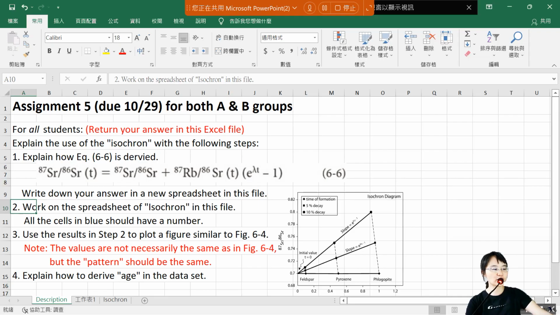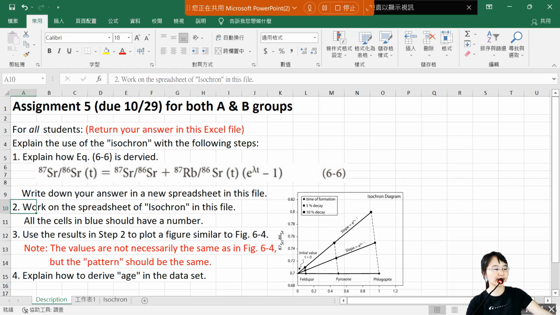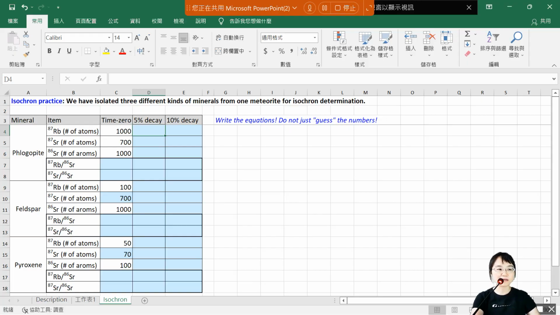Second, work on the spreadsheet of isochrone in this file, here. All the cells in blue should have a number. Isochrone practice. We have isolated 3 different kinds of mineral from 1 meteorite for isochrone determination. That's the case here. That's mineral 1, 2, and 3. And we know their time 0 number of atoms. I already give you the number of atoms here. You need to tell me what would be the number of atoms after 5% of decay, and so on. You have to be careful because some of them are stable isotopes, some of them are radioisotopes.